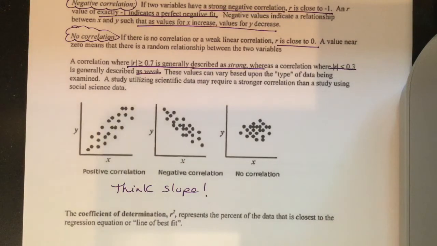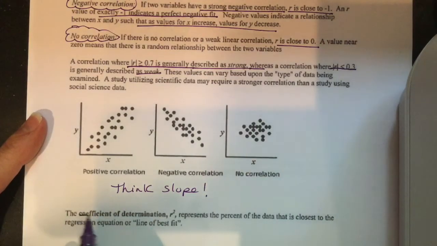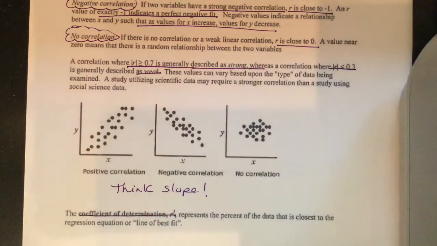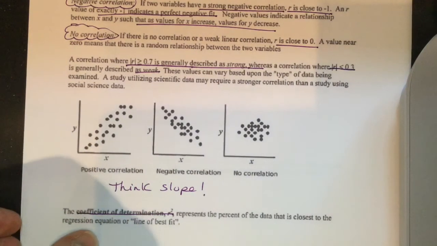Now, when we calculate this r value on the graphing calculator, you're also going to see this r squared. Usually people ask me what r squared is, so I wrote it down here, but we don't use it in this course. It represents the percent of data that is closest to the regression equation or the line of best fit. So that's just more for your information.